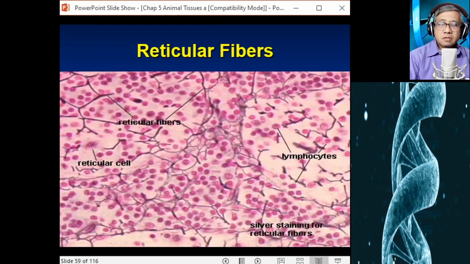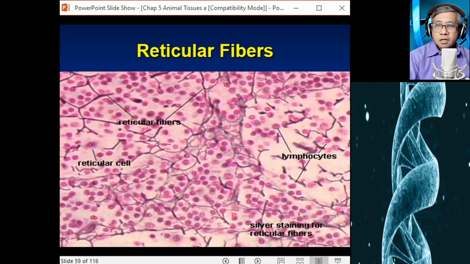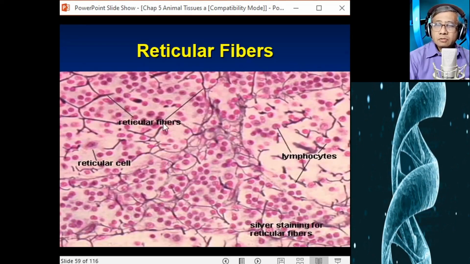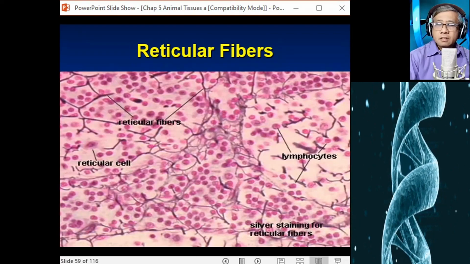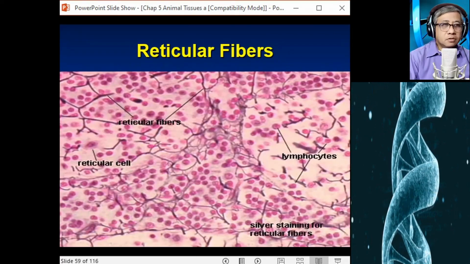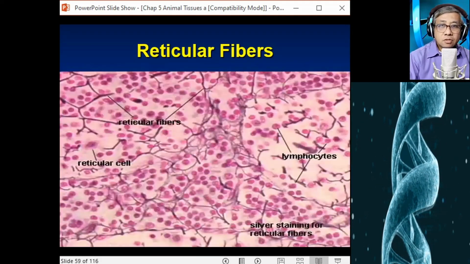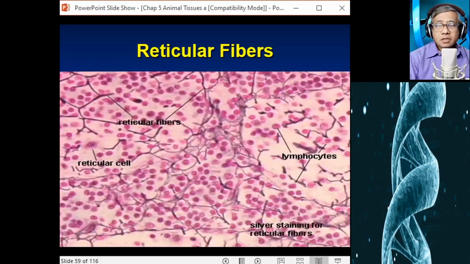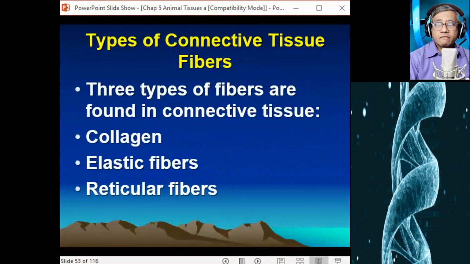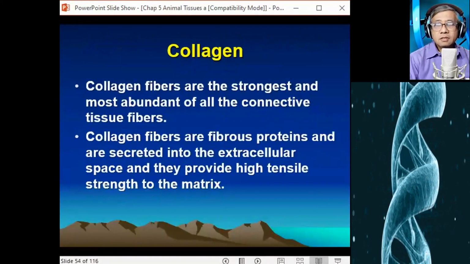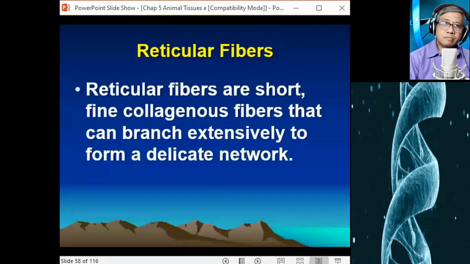As you could see here, this is a portion of liver tissue, and those dark branching fibers are the reticular fibers in this piece of liver tissue. These reticular fibers provide additional strength to the liver tissue itself. So those are the types of connective tissue fibers found in connective tissue: collagen, elastic fibers, and reticular fibers.